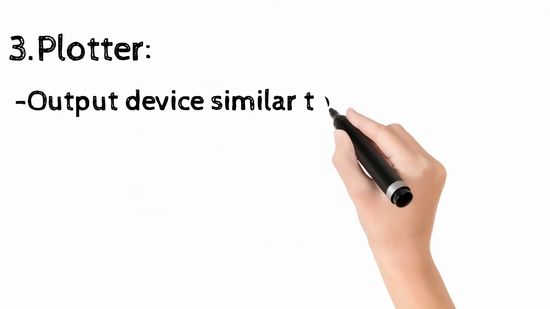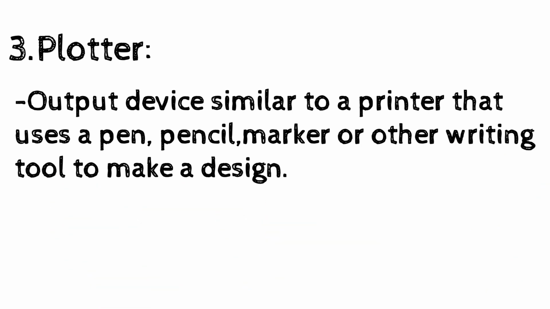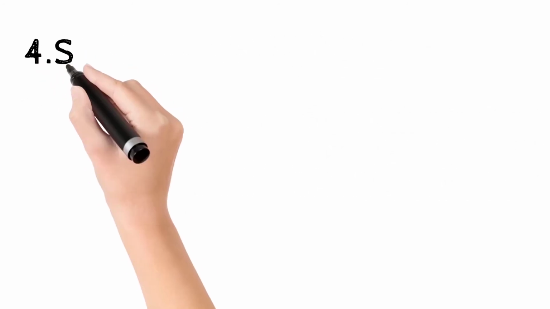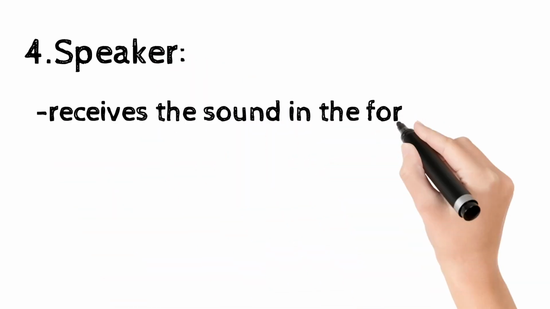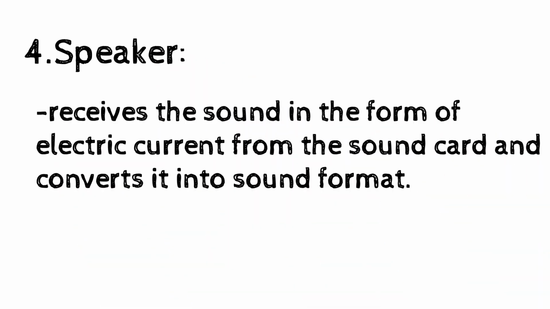Plotter. It is an output device similar to a printer that uses a pen, pencil, marker, or other writing tool to make a design. Plotters are generally used to generate the map of a building and shopping malls. Speakers. Speakers are also an output device that receives the sound in the form of electric current from the sound card and converts it into a sound format.